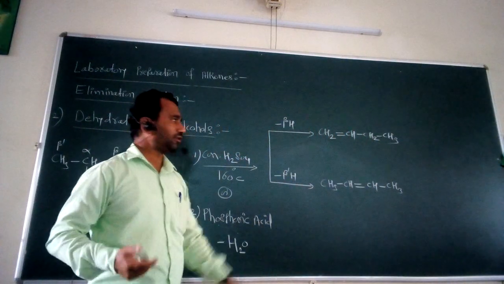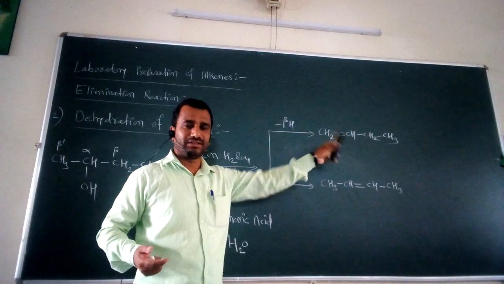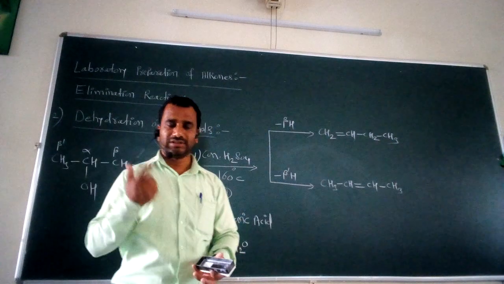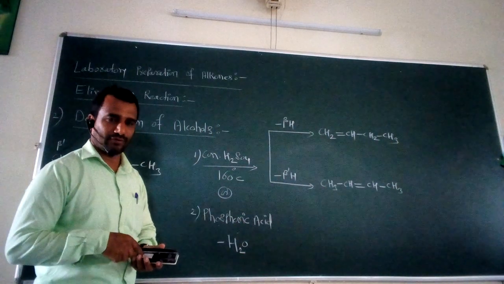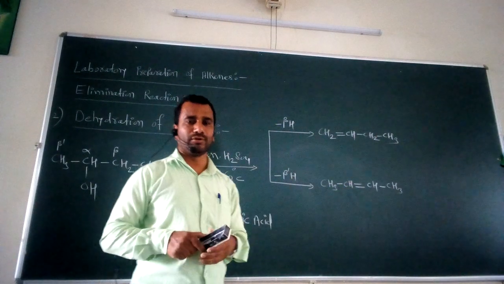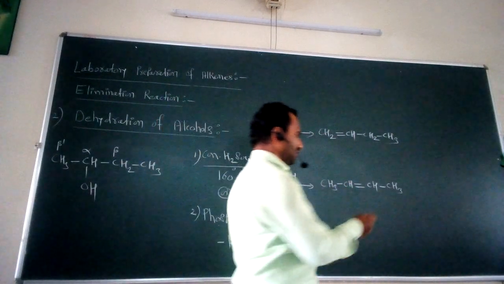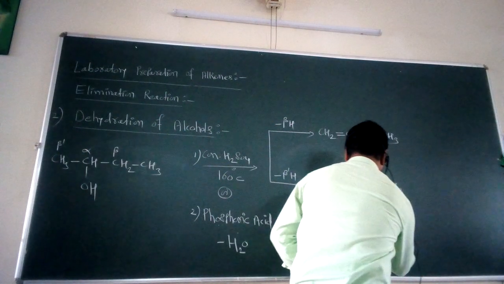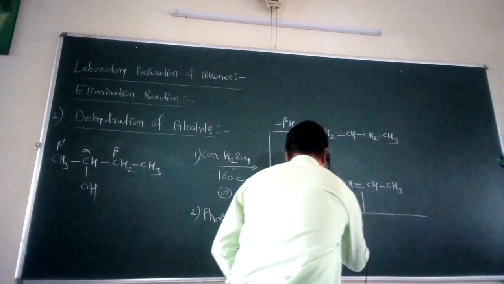So, by the removal of beta hydrogen, you will get 1-butene, while by the removal of this beta dash hydrogen, you will get 2-butene. So, these two different products can be formed, and we know that this 2-butene may again be written in two different forms. What are those forms? This 2-butene may be present in any one of the forms.